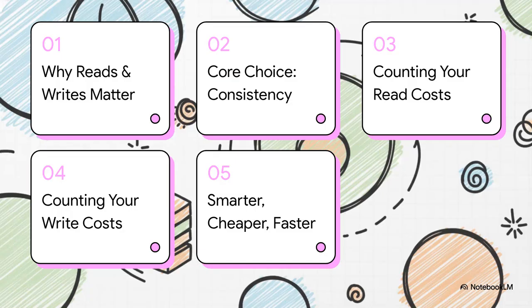Here's the game plan. We'll start with why reads and writes are the absolute foundation of everything. Then we'll dive into a critical choice you have to make, data consistency. After that, we get into the nitty-gritty, the math behind both read and write costs. And finally, we'll wrap it all up with the key rules to make your app smarter, cheaper, and faster.